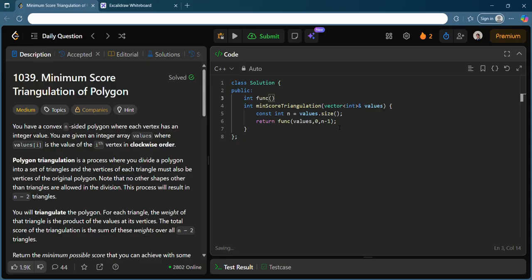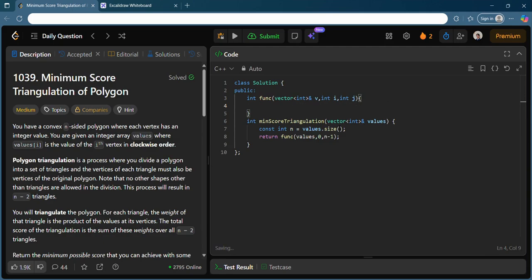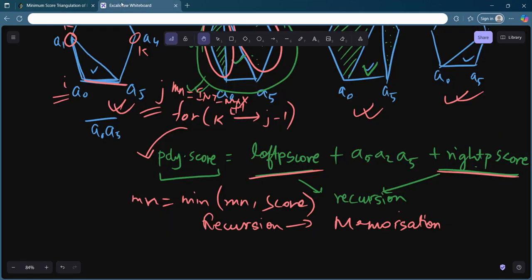Whatever be the case, you write this and you get a function. You now have a vector of integers, let's call it v, and you have int i and int j also. So what can you say about this now? You can look for base cases, right? You see, from i to j you are traversing. The index i is 0 and j is 5 for this a0 to a5. You do understand that, right? So j is always greater than i.